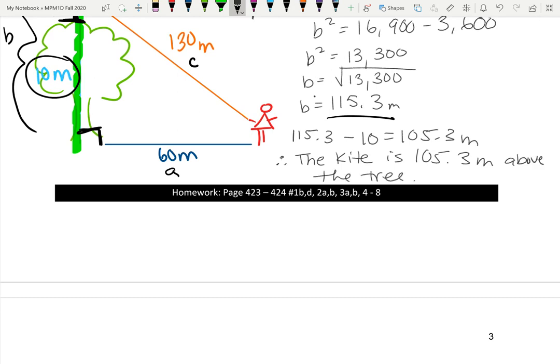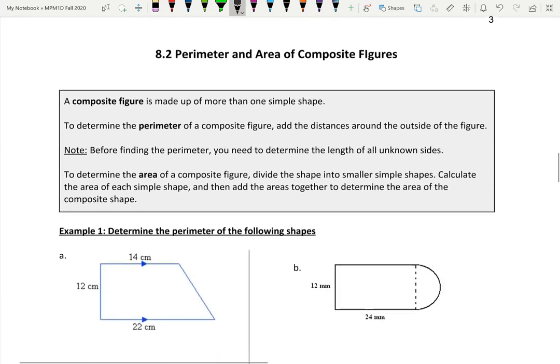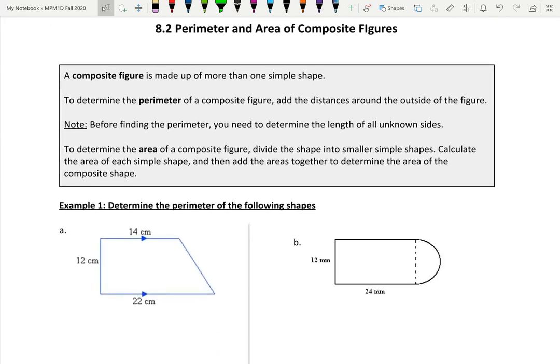Okay, so there are some homework questions from 8.1 that you can try there. Let's move on to 8.2. And this is all about perimeter and area, which hopefully you've had a lot of experience with. Now, specifically, this is the composite figures, which are made up of more than one simple shape.